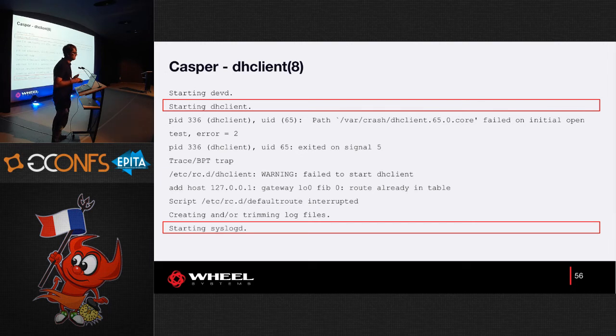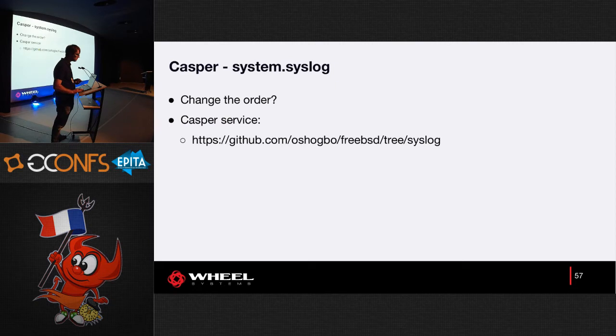because as you can see, dhclient is started after syslogd. So it turns out that dhclient cannot connect to syslog at that time, and we cannot even print the error because we don't know about it. So we have two approaches to this problem. We can change the order of syslogd and dhclient, or we can implement the Casper services, which will provide all the functionality of syslogd.